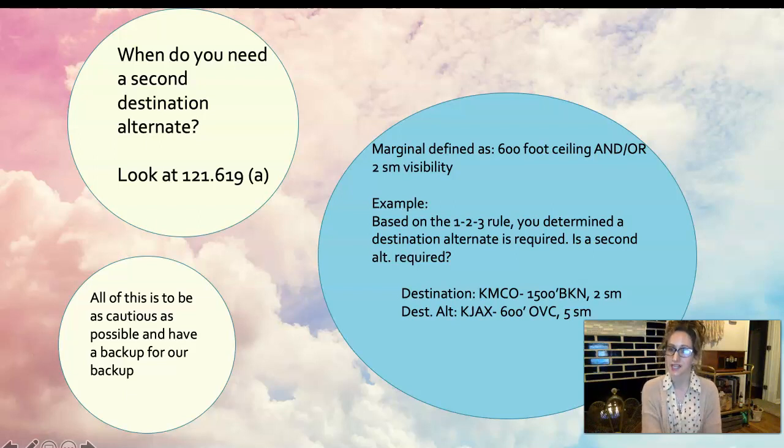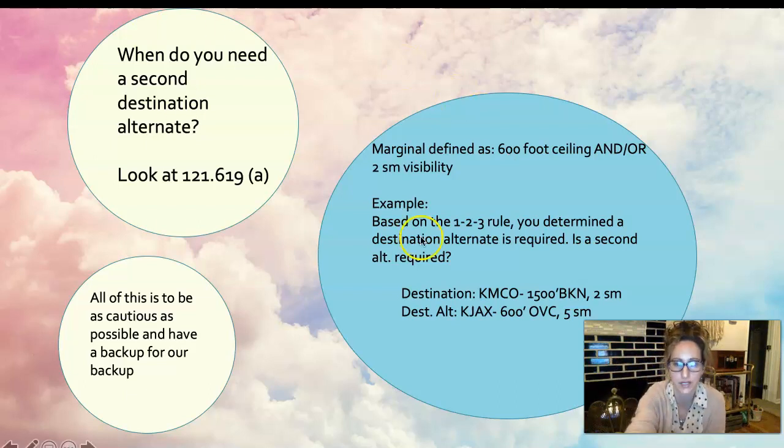Marginal is defined in a company's ops specs. Every airline has a different one. I want us to use what's fairly common, and I want us to say marginal is a 600-foot ceiling, which is AGL, and/or 2 statute miles. So it could be either one of those, and it is marginal. Does that make sense? And it can be at that. It doesn't have to be below it. So let's say you had a 600-foot ceiling and 3 statute miles. That is marginal. Either of those parts makes it marginal.